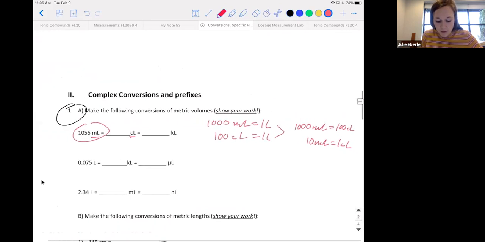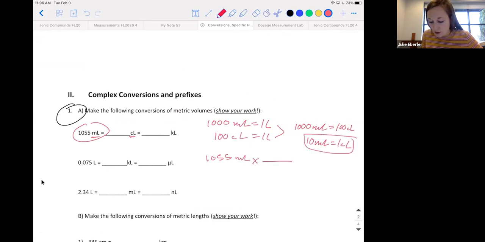So now let's work the problem. You've got 1,055 milliliters. We're going to convert using this relationship, or you can use the other one, this top one, 10 milliliters for every 1 centiliter. Okay, so divide by 10, 105.5 centiliters. There it is. Okay, so that's the number.